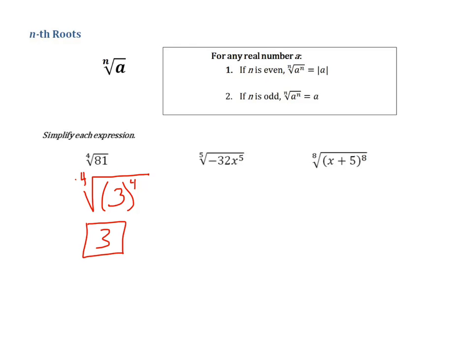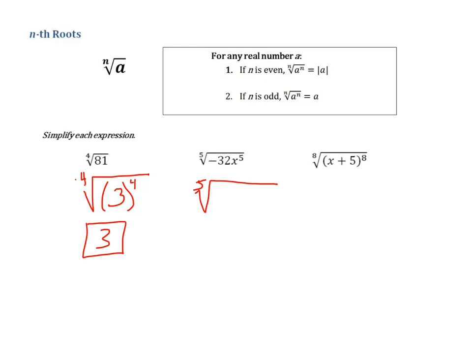Here we have a 5th root. Well, can we take the 5th root of a negative number? We can. A little side note, you cannot take an even root of a negative number. You can take an odd root of a negative number. Just like with square roots, we can't take the square root of a negative number. It's impossible.